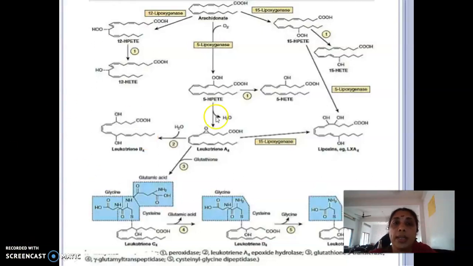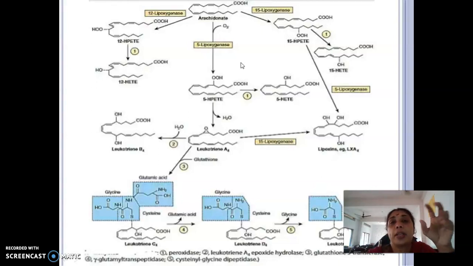Okay, so next is the synthesis of leukotrienes and lipoxins. Leukotrienes are compounds which are found in the leukocytes. That's why the name leukotrienes. So leukotrienes are molecules synthesized from arachidonic acid itself, but the pathway is different. It is the lipoxygenase pathway.